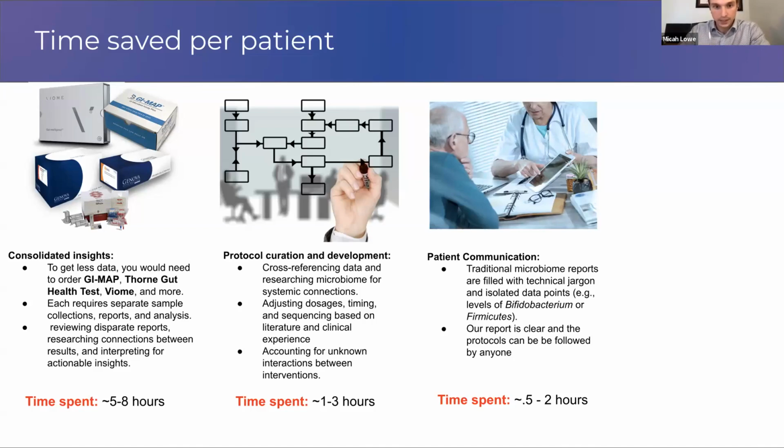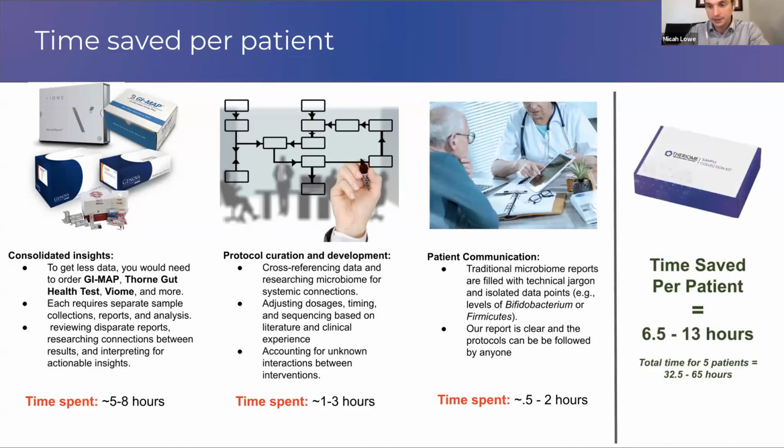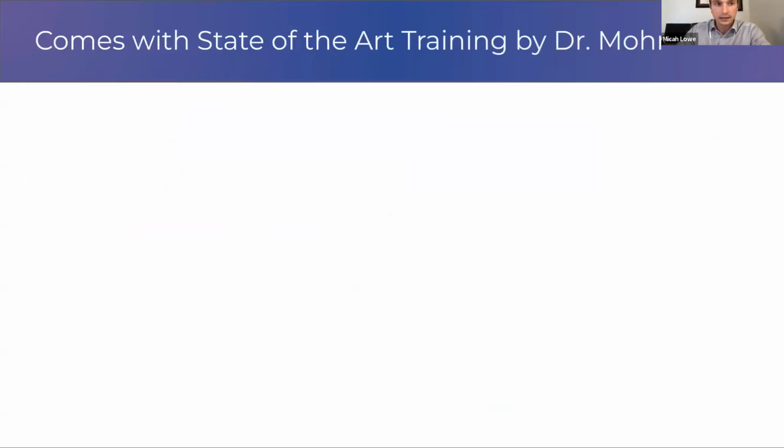Maybe you're a bullet point type of person and you blow through it in 10 minutes. I don't know. So I'm estimating that time saved per patient is approximately 6.5 to 13 hours. So for 5 patients, that would be 32.5 to 65 hours of time saved to get roughly a similar thing, not including a lot.